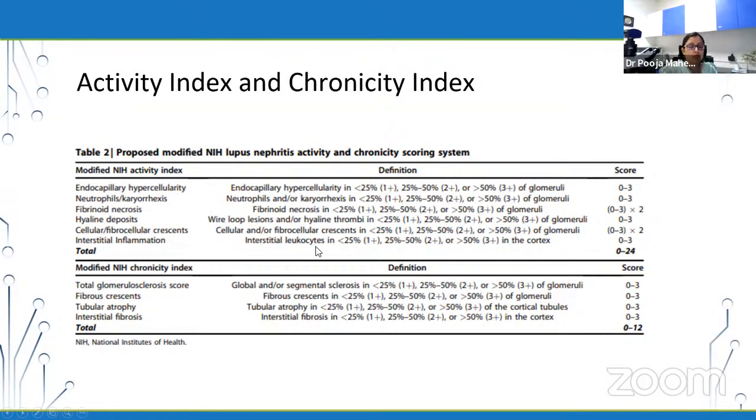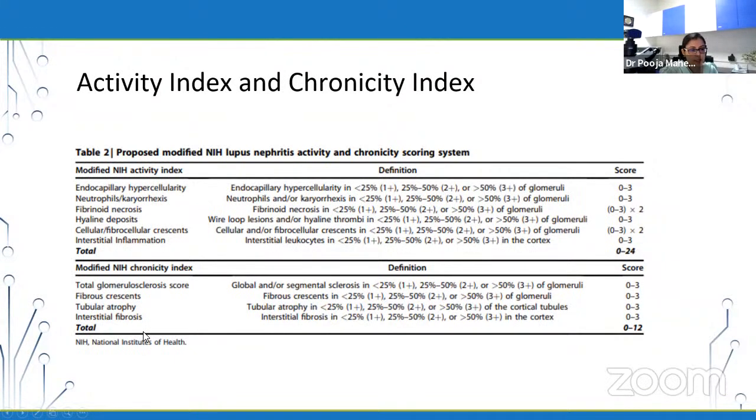That may include neutrophils, monocytes. You have to mention what is predominant, whether plasma cells, neutrophils, or lymphocytes. So it is again scored 0 to 3. So the total score is 0 to 24.